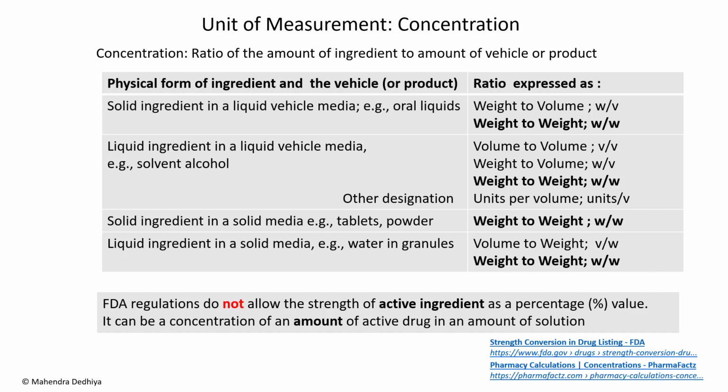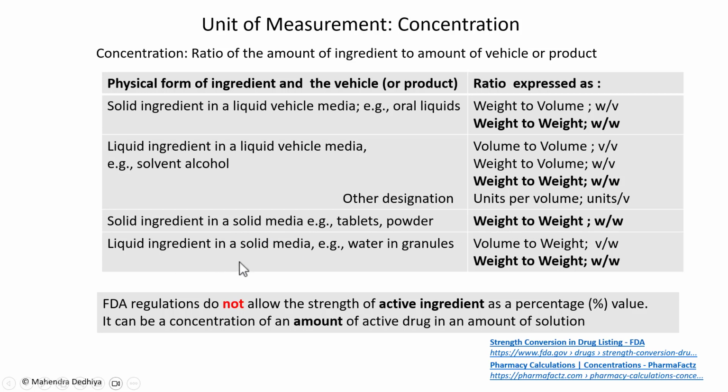So unit of measurement or concentration are required for formulation, for commercial manufacturing, and for the label on drug product. Solid ingredients in a liquid vehicle such as oral liquid, weight to volume is commonly used, milligram of drug per milliliter. In manufacturing, we prefer weight to weight. How many grams of solid is added to how many grams of liquid product. Liquid ingredients in liquid media, common is volume to volume. In addition to that, weight to volumes are used. Weight to weight is preferred in manufacturing, and other designations such as units per volume are also used for dosing purposes. Solid ingredients in a solid media such as tablets, powders, that's weight to weight.